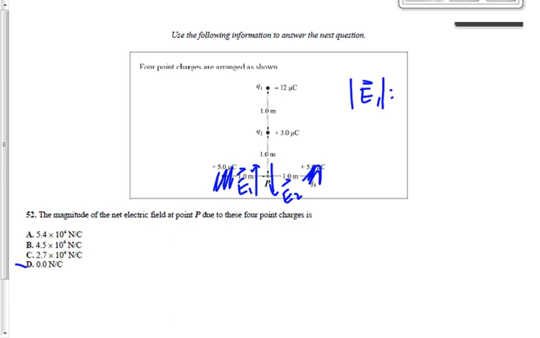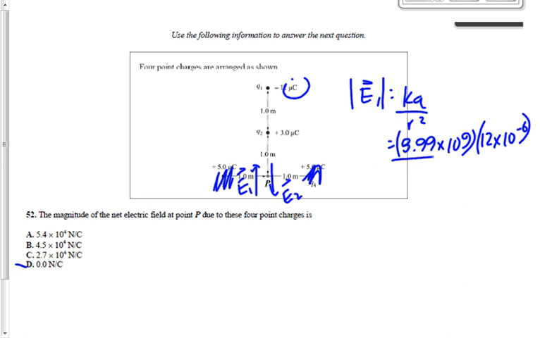The value of E1 is kq over r squared. It's 8.99 times 10 to the 9 times 12 times 10 to the minus 6. Don't forget the microcoulombs right there. Divided by the distance, which is 0.02 meters squared. What do we get for the value of E1? Does anybody have that? 26970. Thank you. That would be newtons per coulomb, right?